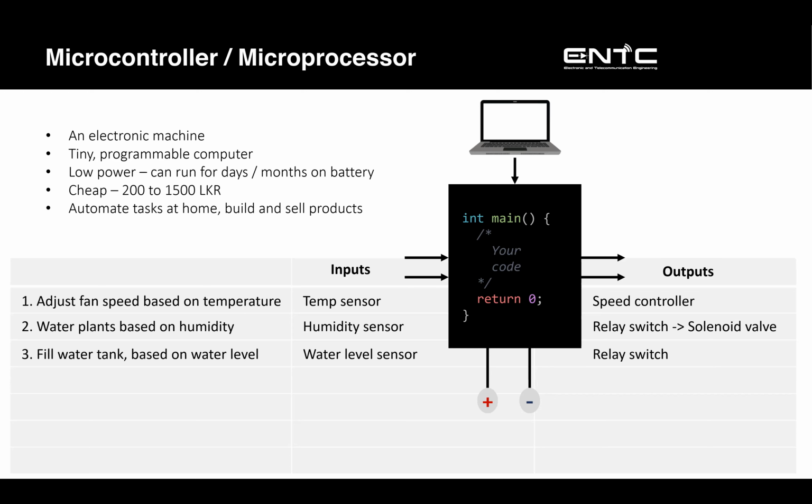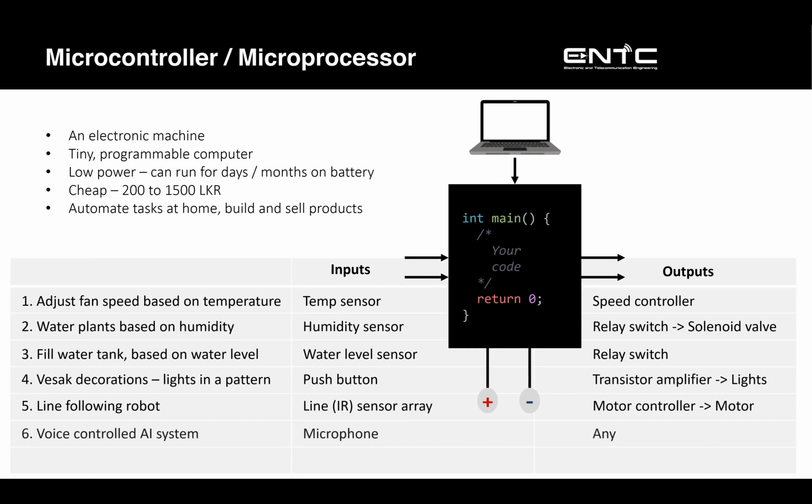The third one is if you want to fill a water tank. If you keep filling, it overflows, so you want to measure the level and stop. The input is a water level sensor, the output is a relay switch. Similarly, you have multiple applications. You can even have a voice controlled AI system. The input is a microphone and the output is anything. Here you can see a common pattern. The output is never a motor or something that moves directly. It's always a motor controller, relay switch, and things like that.